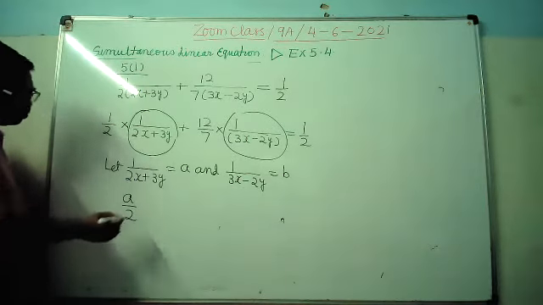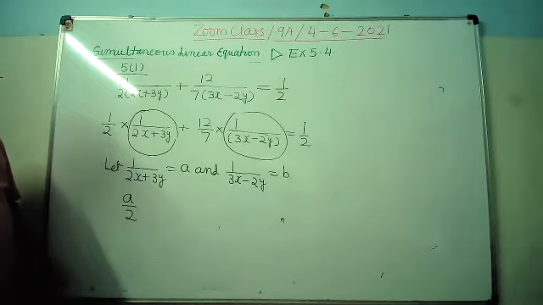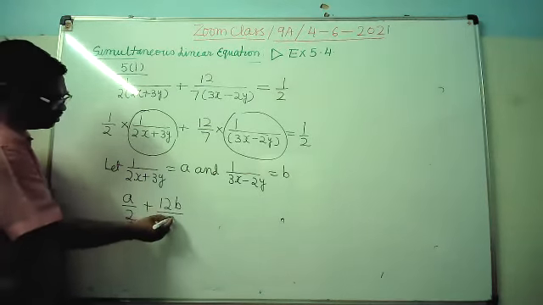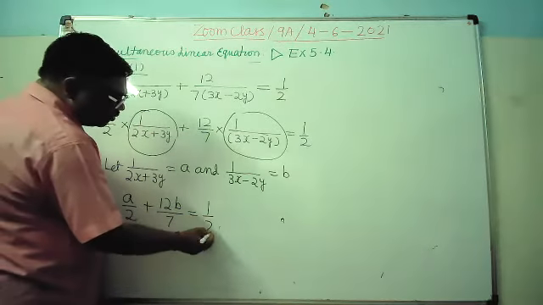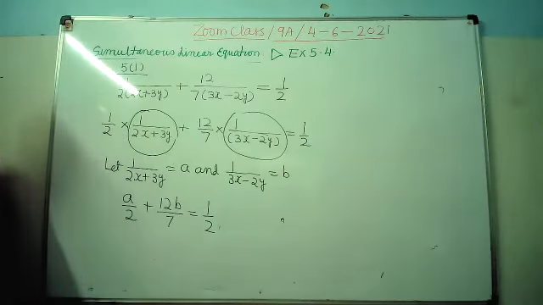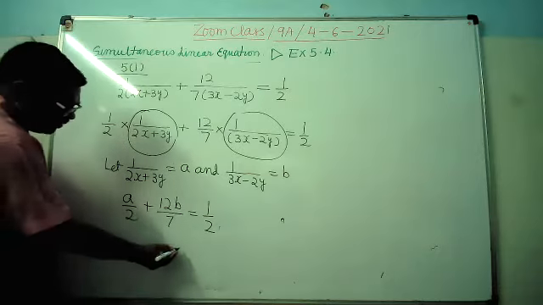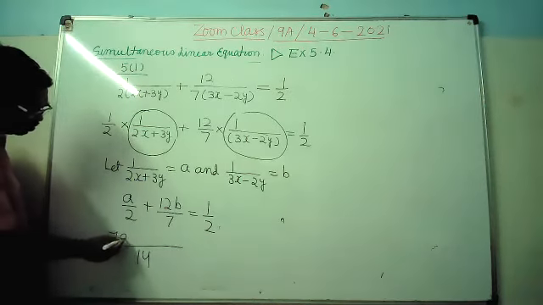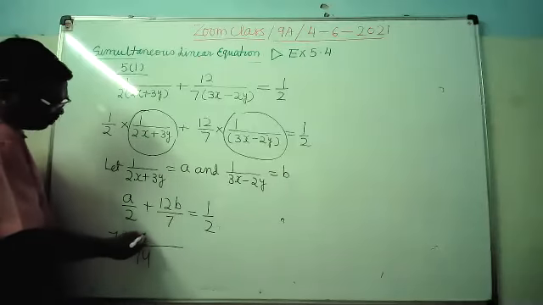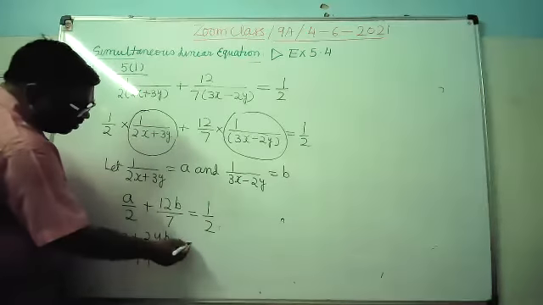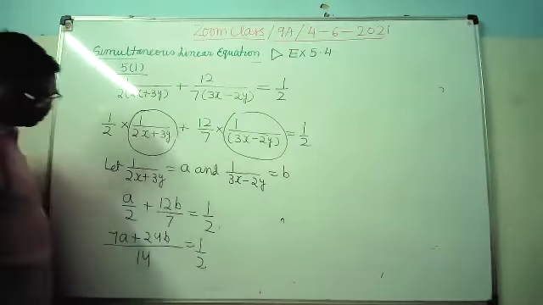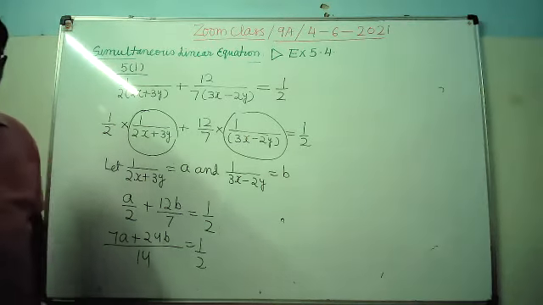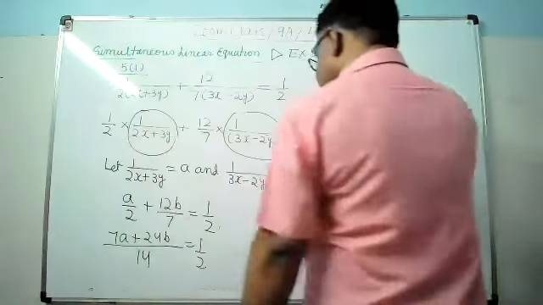So what will you get here? 12A upon 7 plus B equals to 1 by 2. Now you take the LCM. What will be the LCM? So 14 is the LCM. So 7A plus 24B equals to 1 by 2. Now you multiply 14 on that side.